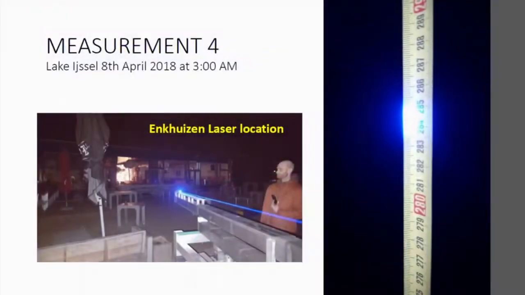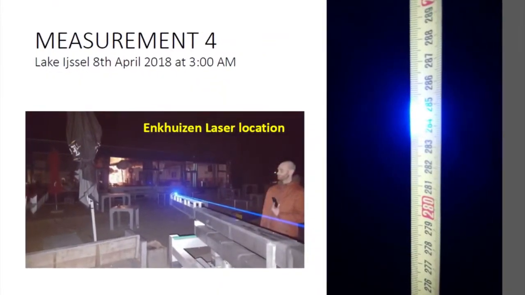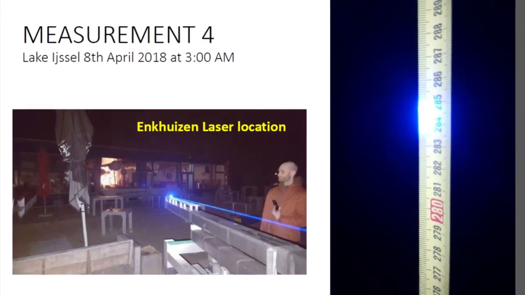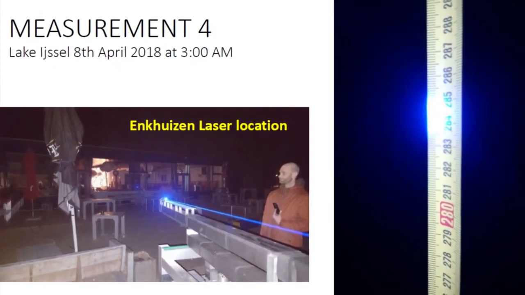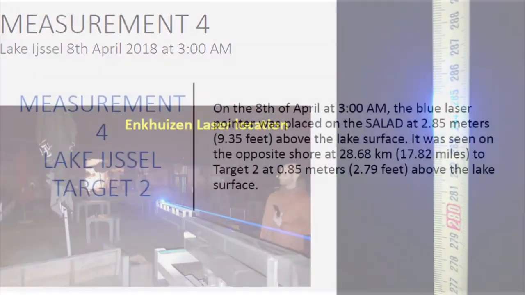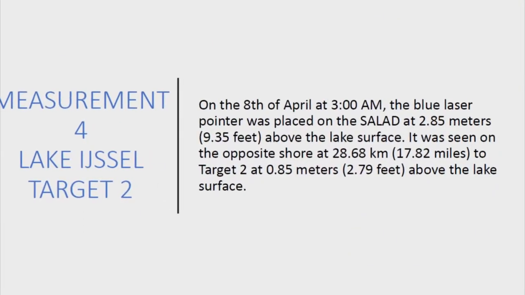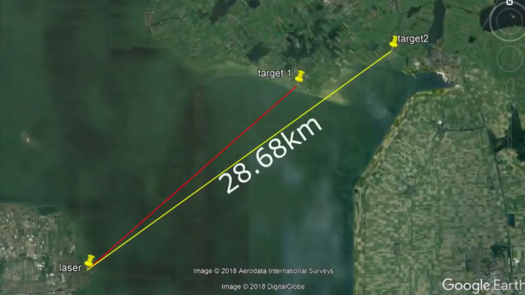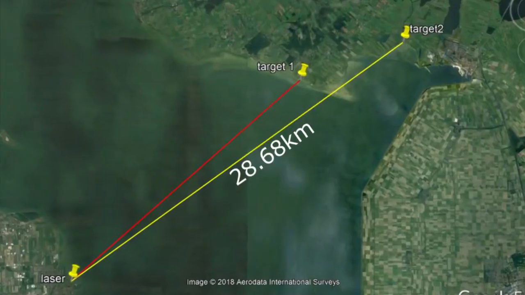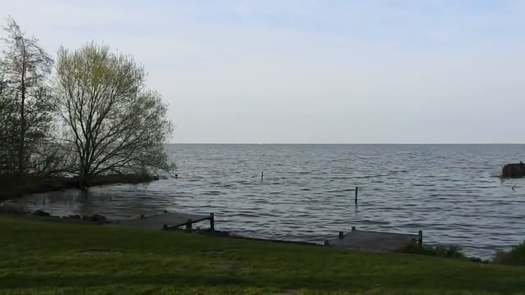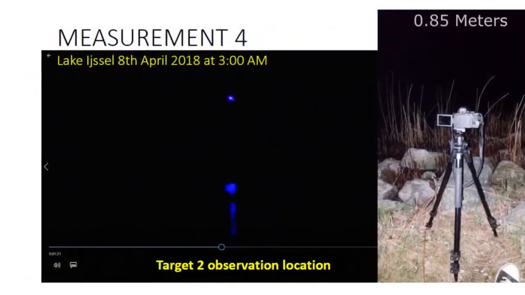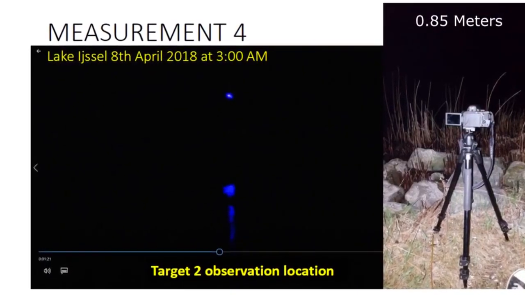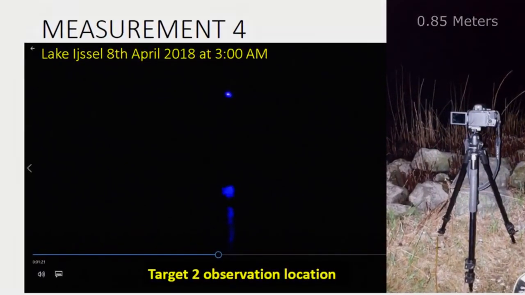exciting moment. On April 8, 2018 at 3 o'clock a.m., the blue laser on the salad was 2.85 meters or 9.35 feet above the lake surface. It was seen at the Target 2 position 28.68 kilometers or 17.82 miles away at a height of 0.85 meters or 2.79 feet above the lake surface.